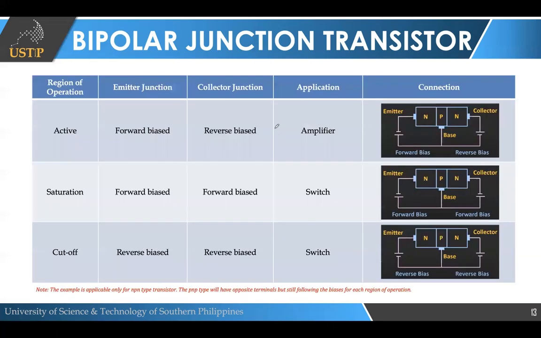Okay, so this is now the summary of your regions of operation for your BJT, for your transistor. The first one I discussed earlier is the active region. Ang emitter junction nato is forward bias, ang collector junction nato is reverse bias. And again, ang application ganina is we use that as an amplifier. So again, how do we connect that?